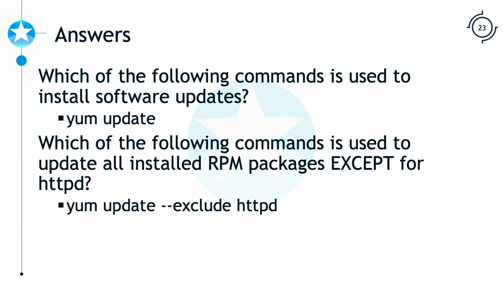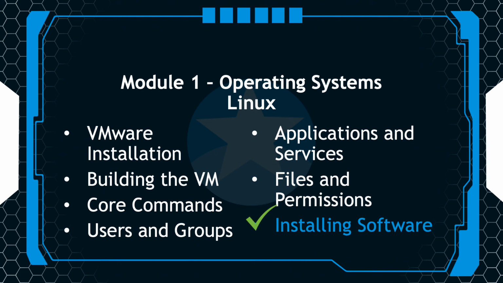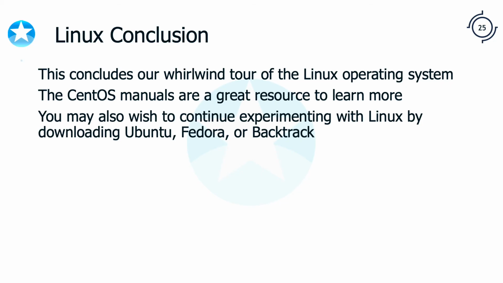The answers here. Which of the following commands is used to install software updates? Yum update. Which of the following commands is used to update all RPM packages except HTTPD? In this case, it would be yum update --exclude HTTPD. With that, this wraps up our installing software portion of Linux. In fact, this even wraps up the Linux piece of our operating systems.